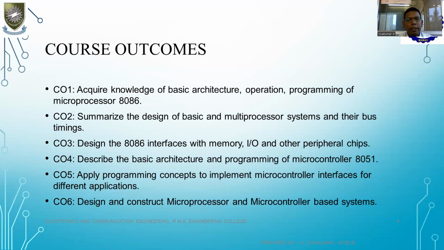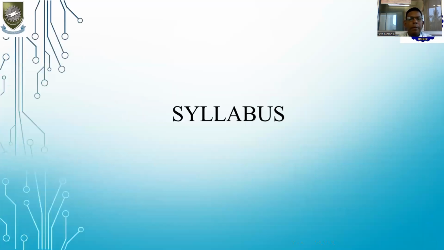Outcome 2: summarize the design of basic and multi-processor systems and their bus timings. Third outcome: design 8086 interfaces with memory, I/O, and peripheral chips. Fourth outcome: describe the basic architecture and programming of the 8051 microcontroller. Fifth outcome: apply the programming concepts to implement microcontroller interfaces for different applications. The sixth outcome is to design and construct microprocessor and microcontroller based systems.